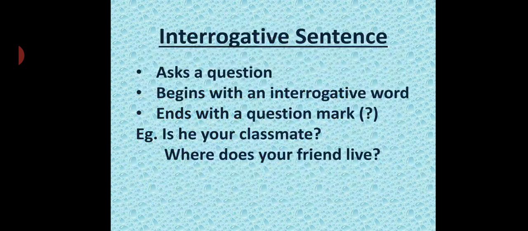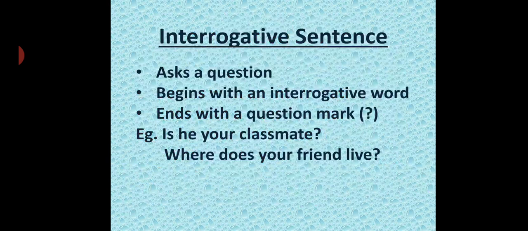Examples are given here. Is he your classmate? Here it is starting with the verb is and ending with the question mark. Another example is, where does your friend live? It is starting with the interrogative word where and ending with the question mark.